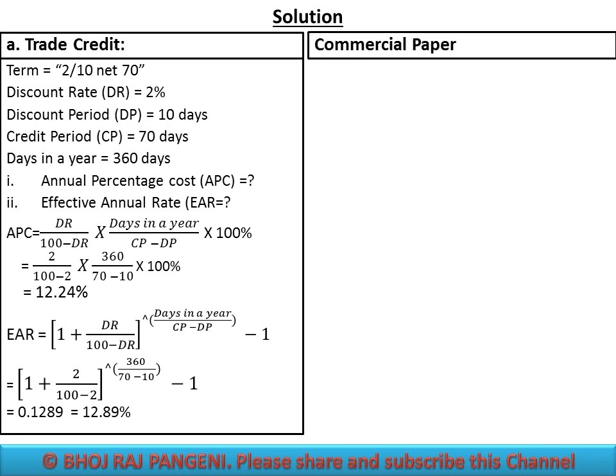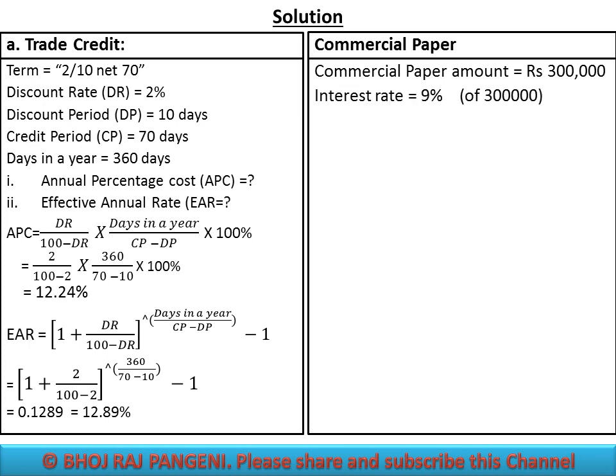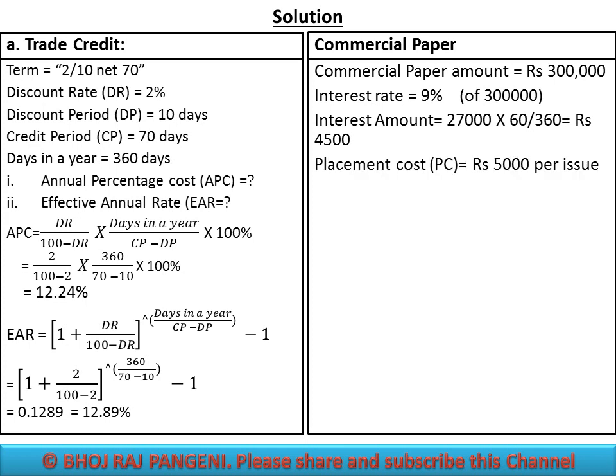Okay, and the next one is the commercial paper. In the commercial paper, the amount is 3 lakh, that is 300,000, and the interest rate is 9% of 3 lakh. 9% of 3 lakh is 27,000. This is the annual interest amount, 27,000. The interest amount is 27,000, the annual interest, into 60 divided by 360, because the commercial paper is a 60 days commercial paper.